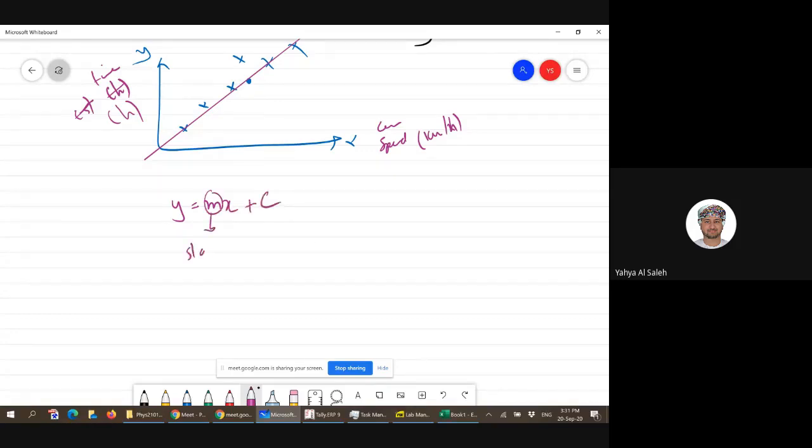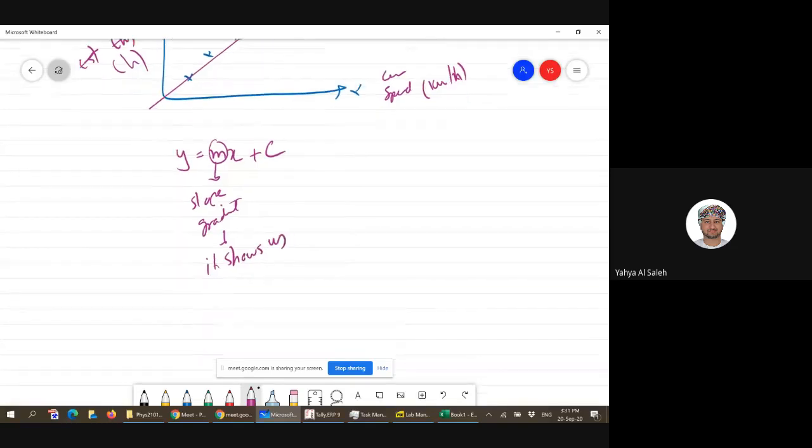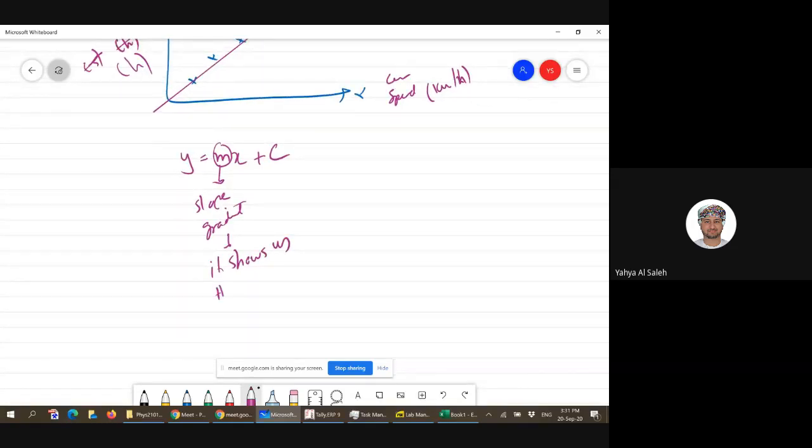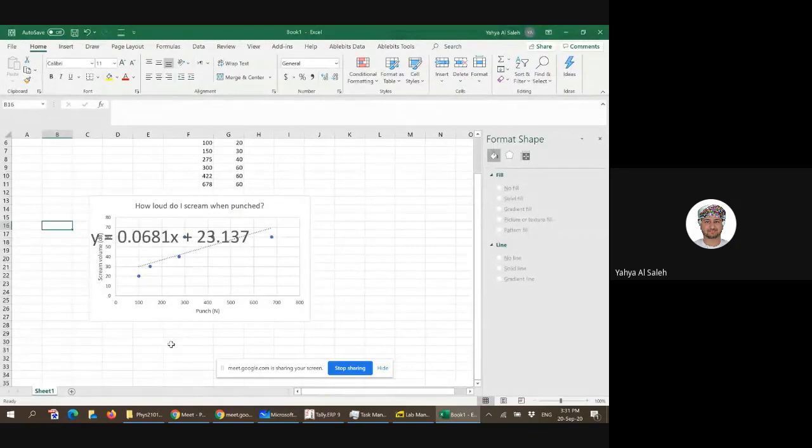M is what we call the slope or the gradient, and it shows us the relation between x and y. C is what we call the y-intercept, and what it shows us is usually what happens if we don't have the effect. So in my case, now of course I made these numbers up, so it's not very accurate.